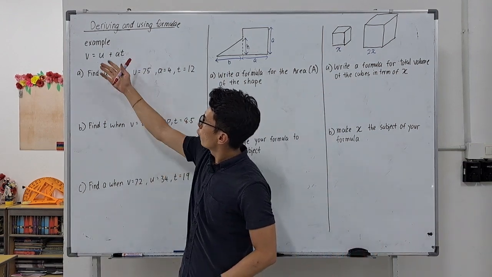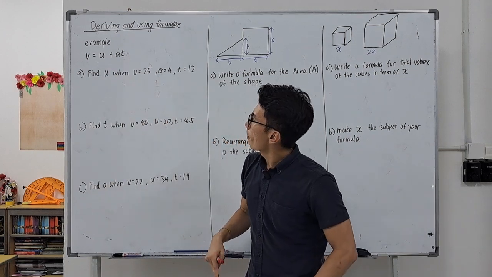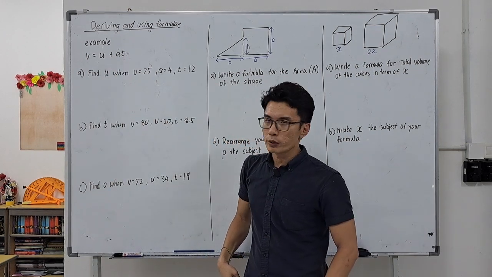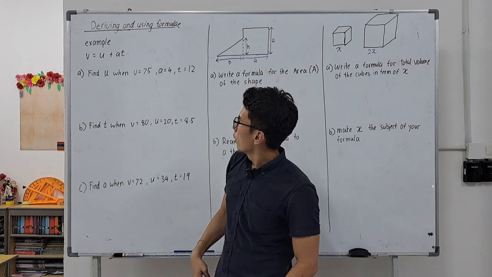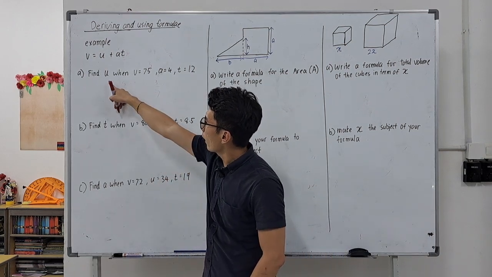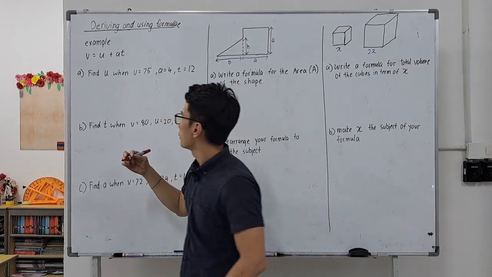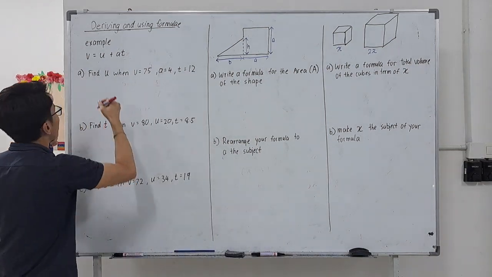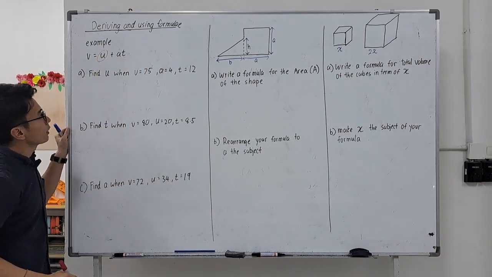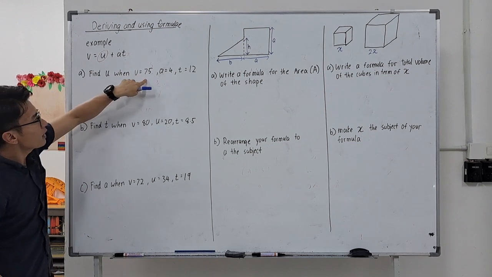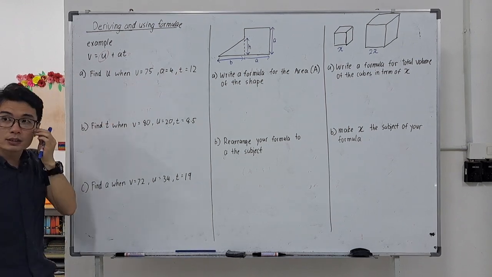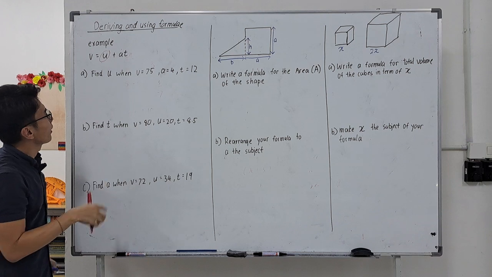I have a formula over here which is given to you. And then I said I want to find U over here, which is this guy. I want to find U, when my V, A, and T are all these things, so what can I do over here?